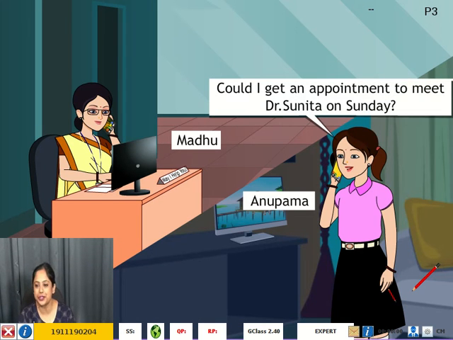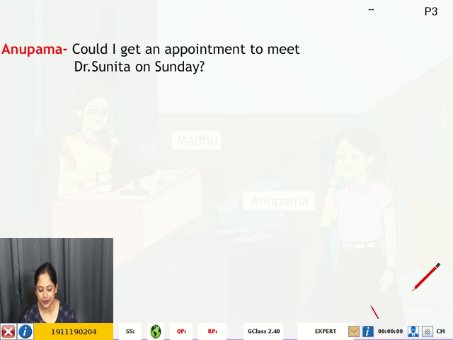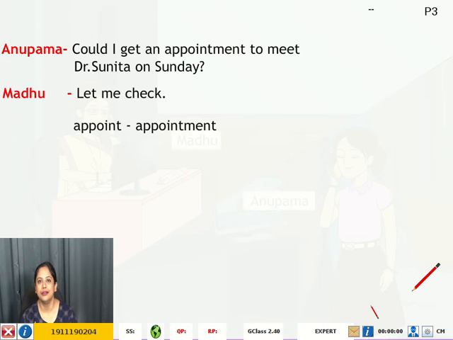Could I get an appointment to meet Dr. Smita on Sunday? Let me check. Could I get an appointment to meet Dr. Smita on Sunday? Appointment. Now, ment is the suffix that we have used with the word appoint here, right? Appoint. Appointment. The suffix here is ment.